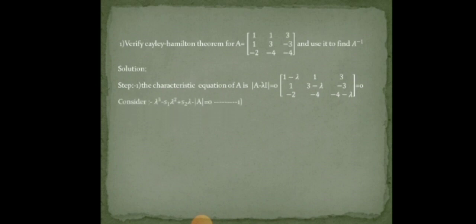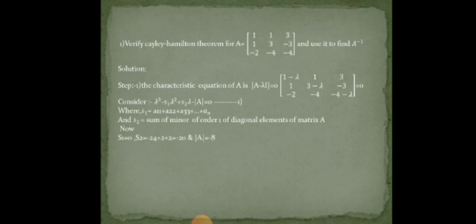So the characteristic equation is given by lambda cube minus S1 lambda square plus S2 lambda minus determinant of A equals 0, where S1 is the trace of the matrix and S2 is the sum of minors of order 1 of the diagonal elements of matrix A. Now here S1 equals 0 and S2 equals minus 20 after calculation, and determinant of A is minus 8.